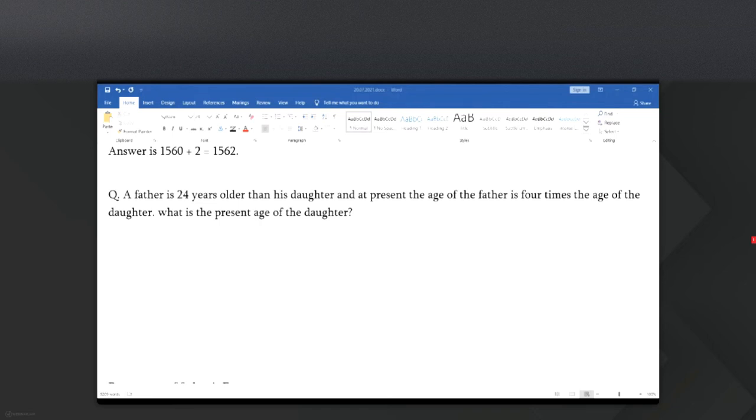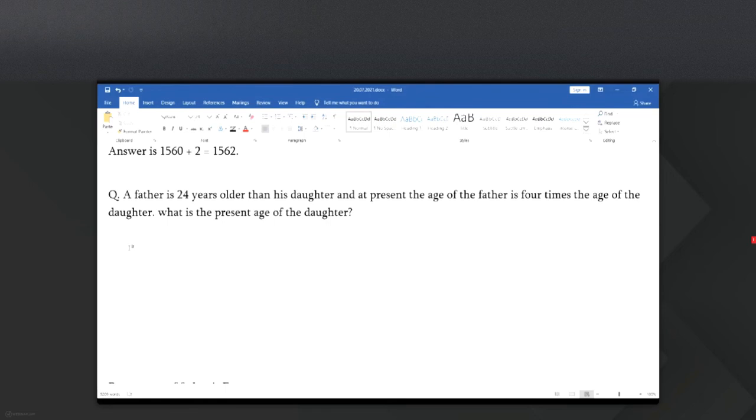Let me take this question here. With this question, guys, it is given: when a father is 24 years older than his daughter, the present age of the father is 4 times the age of the daughter. What was the age of the daughter?